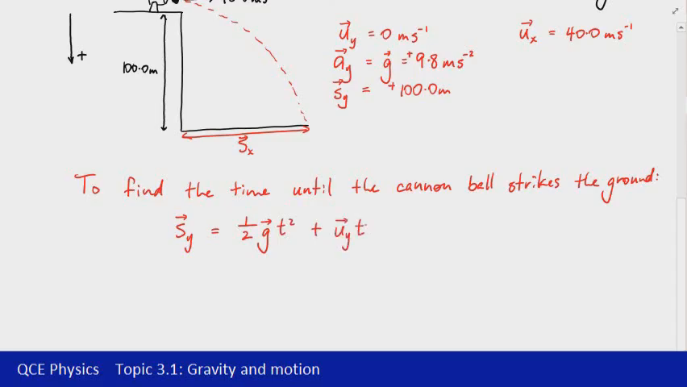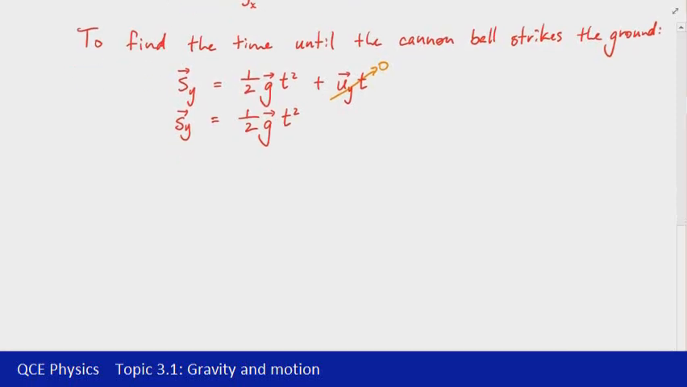Now hopefully you can see here why this particular scenario is a special one to deal with. And that's largely because this term that we've got at the end here is going to go to 0. So that term basically drops out and we don't need to worry about it. So we end up then just with sy is equal to half gt squared. So it makes the solution just a little bit easier because we don't have to worry about that last term. And so we can substitute into that equation then.